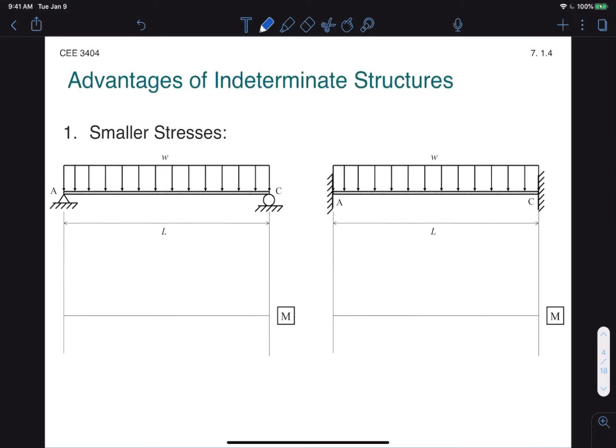So let's talk about first the advantages of indeterminate structures. One of the big advantages is that they generate smaller stresses. So if we compare side by side a simply supported beam with a fixed beam on the right side, clearly the fixed beam is an indeterminate structure. It's got 6 reactions. And so if we look at those two and plot the moment diagrams for both, we know how to do it for the determinate structure. It would simply look something like this.